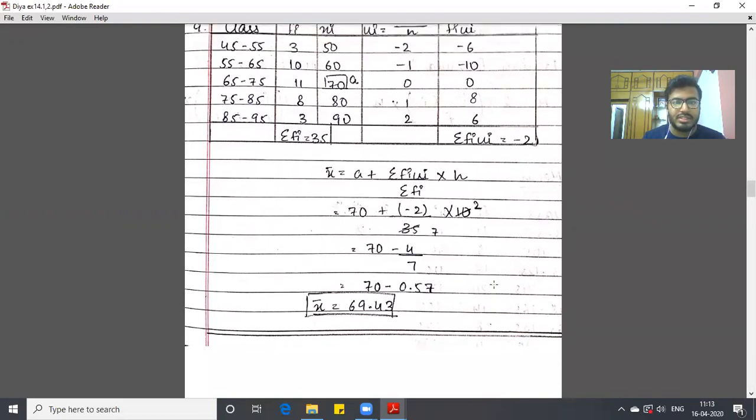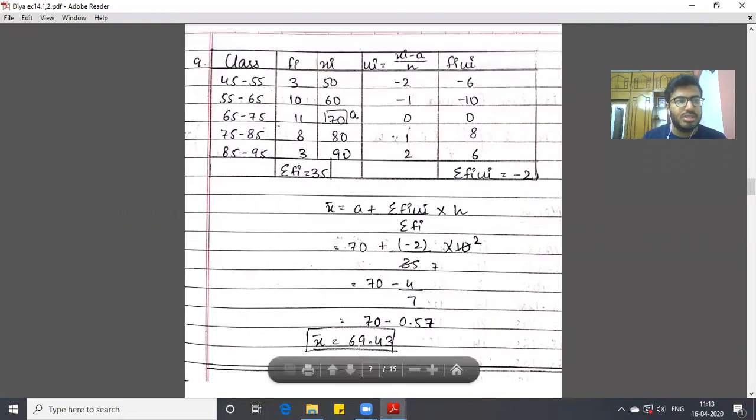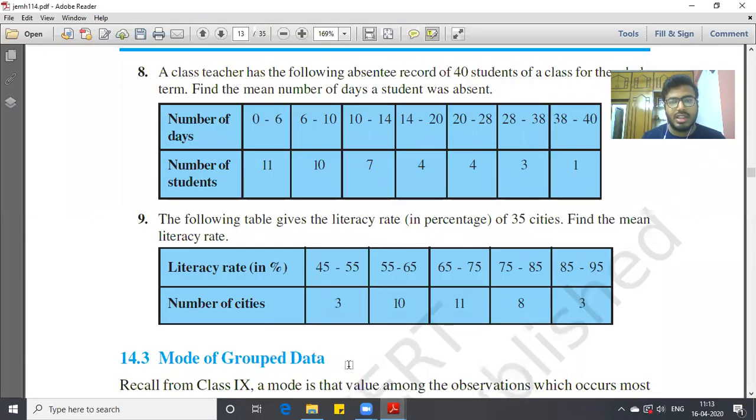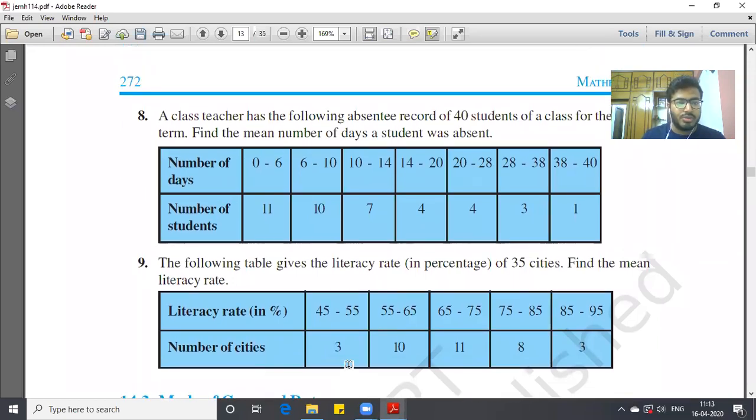So that is the answer. Hope you understood the first exercise. We'll continue the rest in the coming days. Now remember, one exercise is over, complete it thoroughly. Look into the answer, what you are getting, and clarify the things. This is an important chapter. Almost 8-mark questions are asked from this chapter, so do it very carefully.